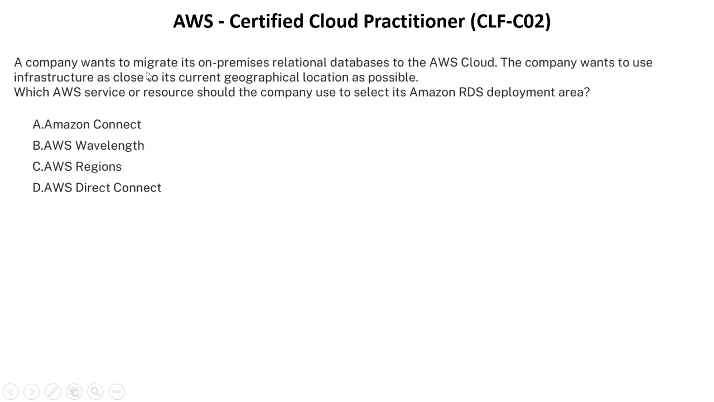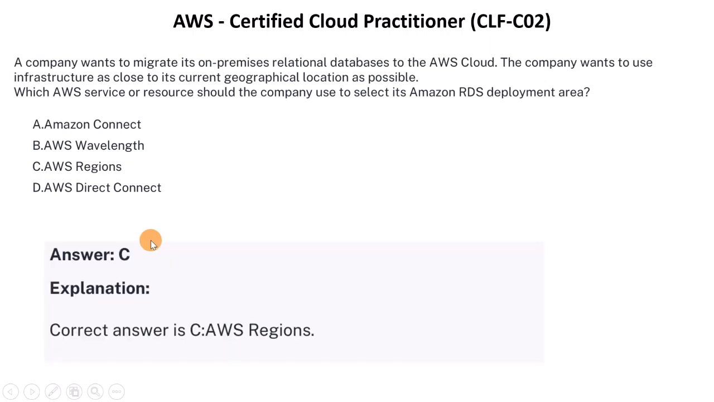A company wants to migrate its on-premises relational databases to the AWS cloud. The company wants to use infrastructure as close to its current geographical location as possible. Which AWS service or resource should the company use to select its Amazon RDS deployment area? The options are option A, Amazon Connect, option B, AWS Wavelength, option C, AWS Regions, option D, AWS Direct Connect. The correct answer is option C, AWS Regions.